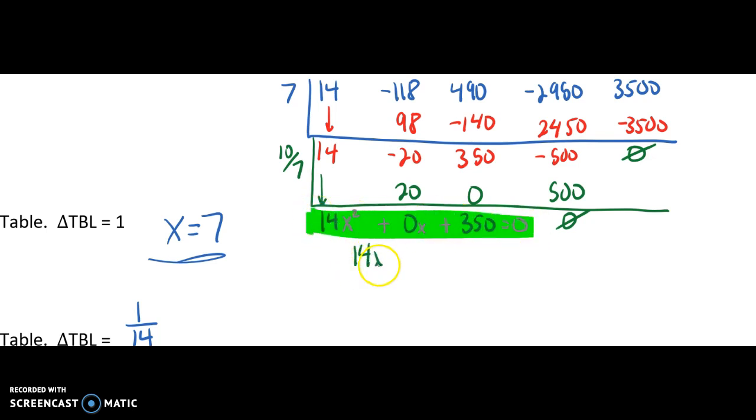We have 14x squared plus 350. When does that equal 0? Good news is I can divide both of those terms by 14. It doesn't change anything. It just gives us smaller numbers to work with.